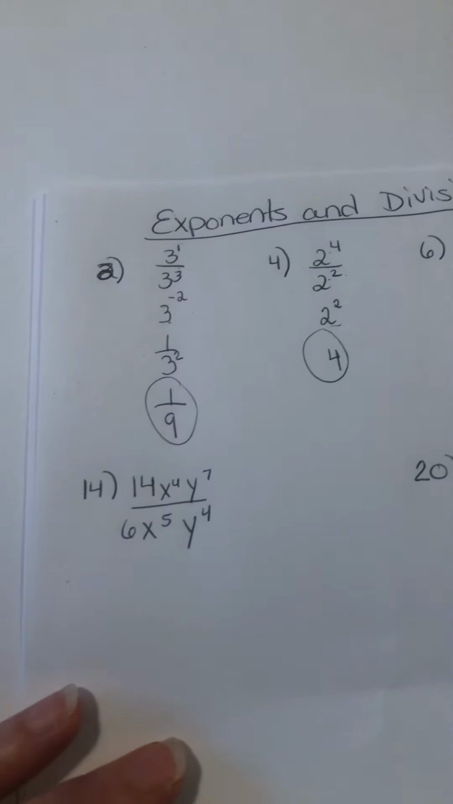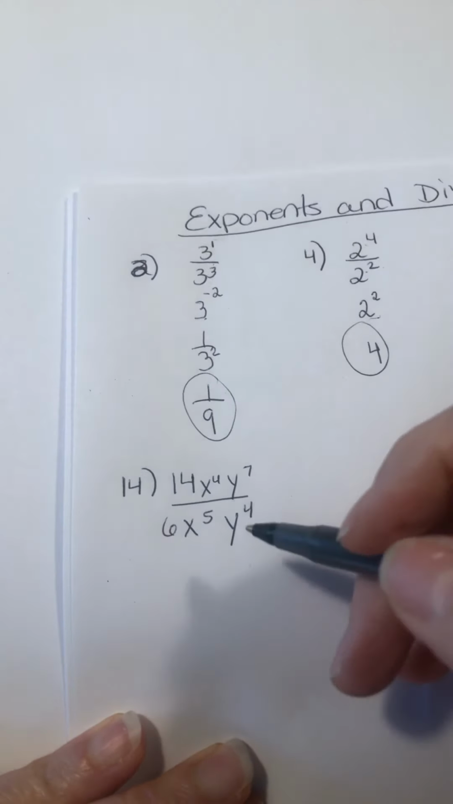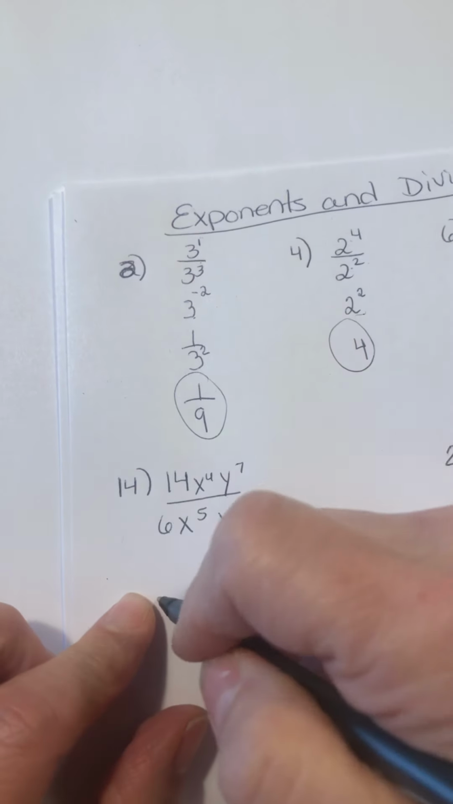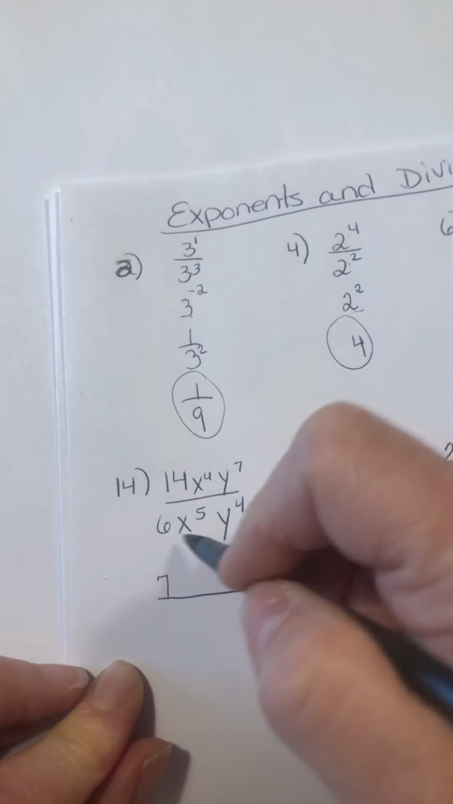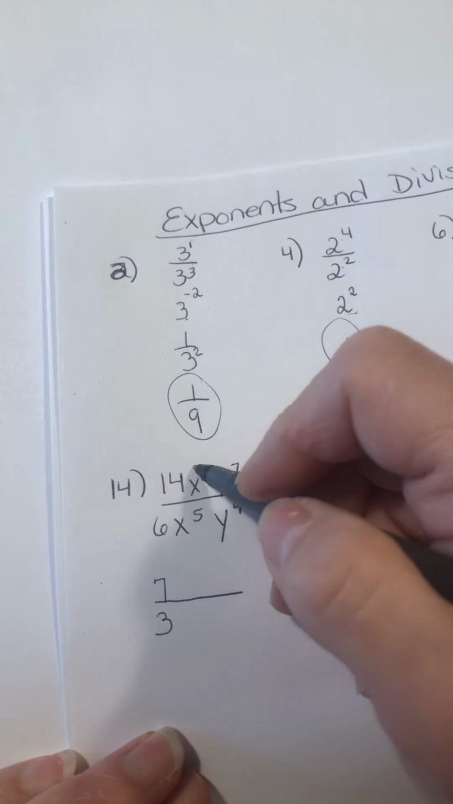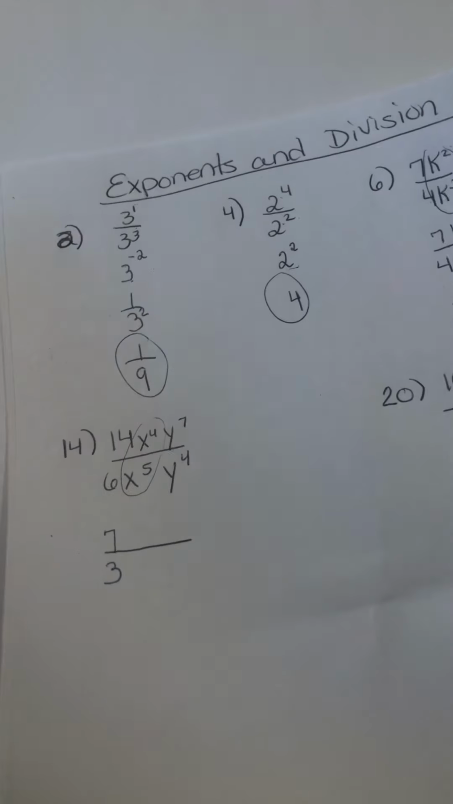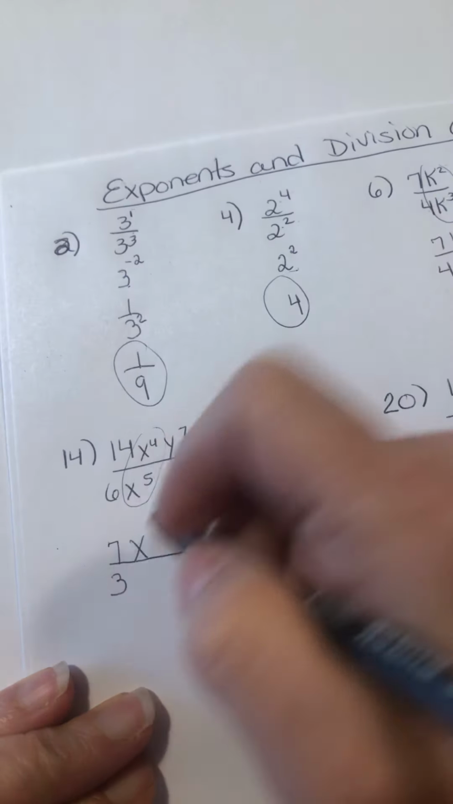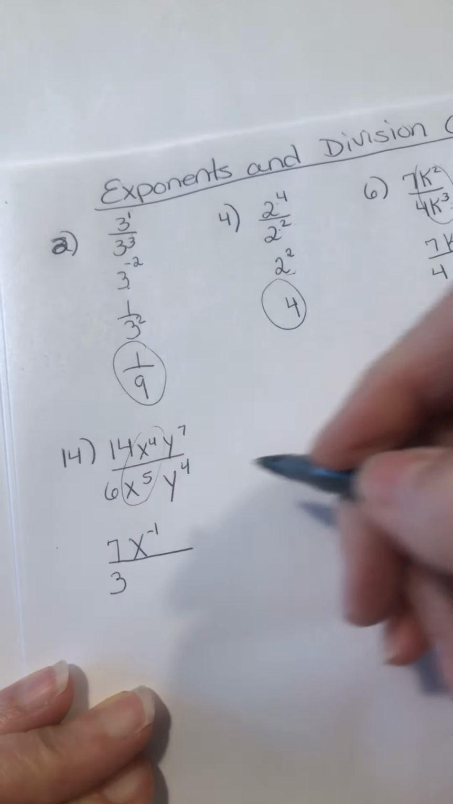If we look at number 14, we have 14 divided by 6, so I can simplify because 2 goes into both of these numbers. So I'm going to rewrite my fraction bar. 2 goes into 14 7 times, 2 goes into 6 3 times. And now I'm going to work with the x to the 4th over x to the 5th power. So when I divide like bases, I'm going to keep the base and subtract the exponent. So 4 minus 5 is a negative 1.